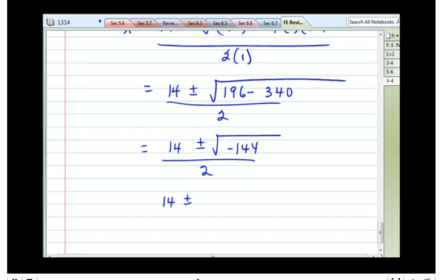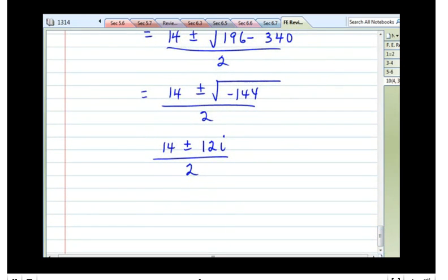It's imaginary. So your root is going to be the square root of 144, which is 12, but it's going to have an i on it. So you've got 12i, all of that over 2. And then if you can reduce, if 2 will go into both of them, you do that. So for our answer, x equals 7 plus or minus 6i. Questions?